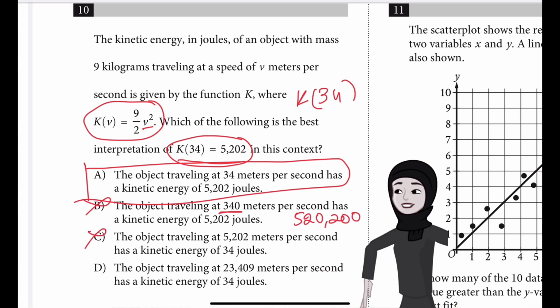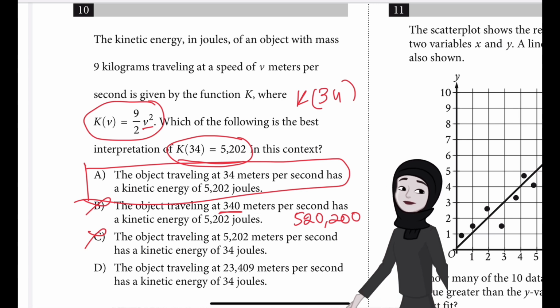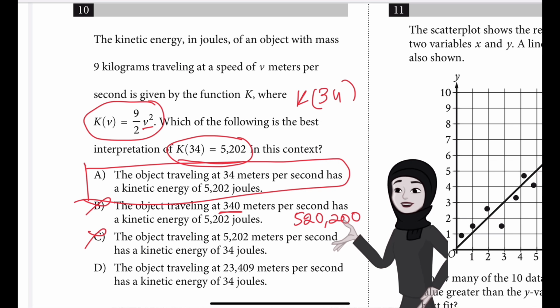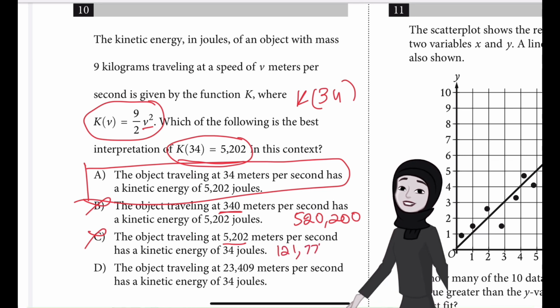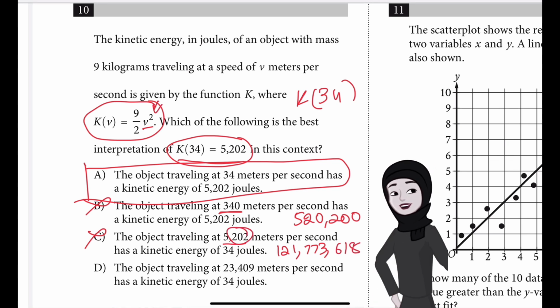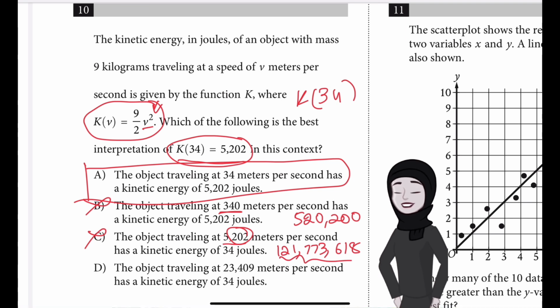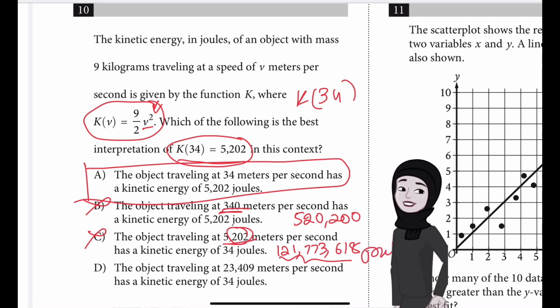And C says the object traveling at 5202 meters per second has a kinetic energy of 34 joules. This is incorrect because the object traveling at 5202 meters per second will have a kinetic energy of, here the input will become 5202, so the output will become 121,773,618. If you take this as the input and put it in the place of v and calculate, we'll get 121,773,618 joules actually. So all this is changing the input itself.